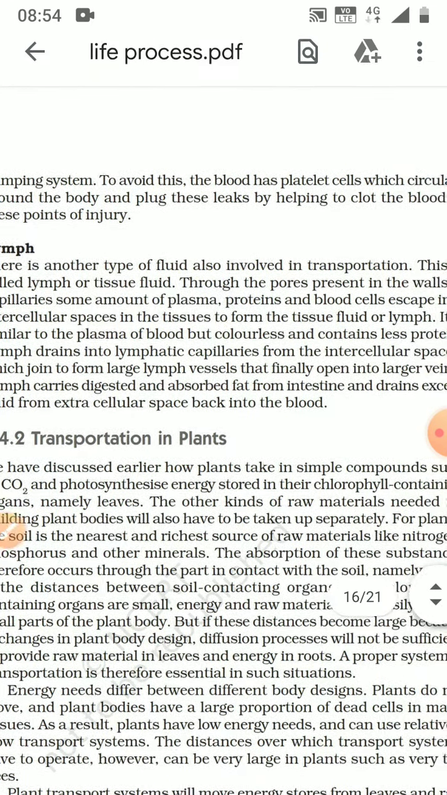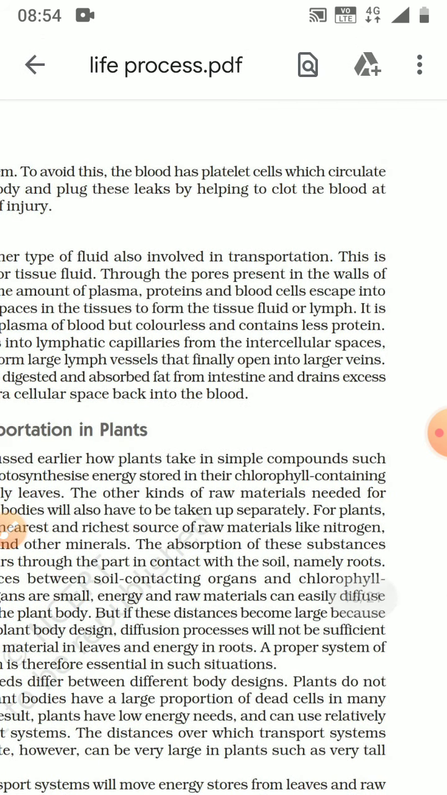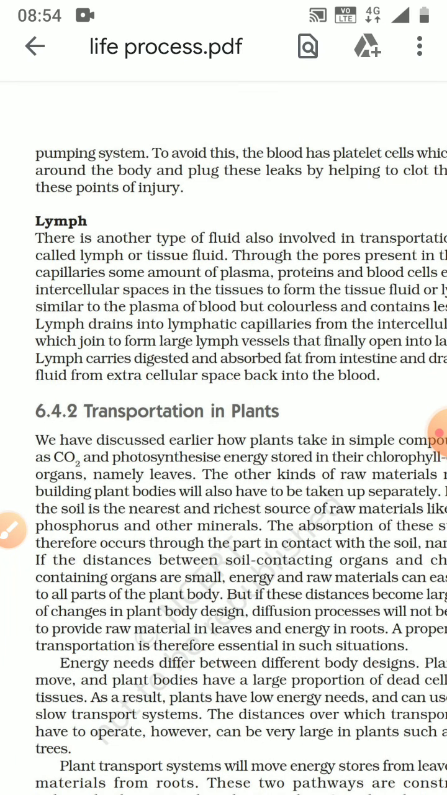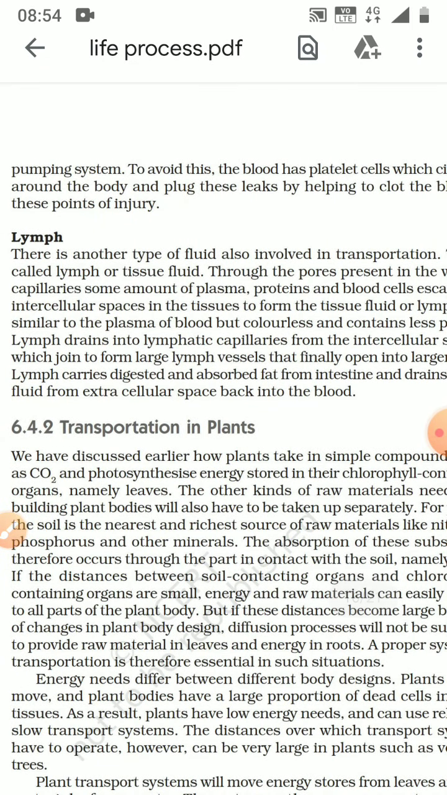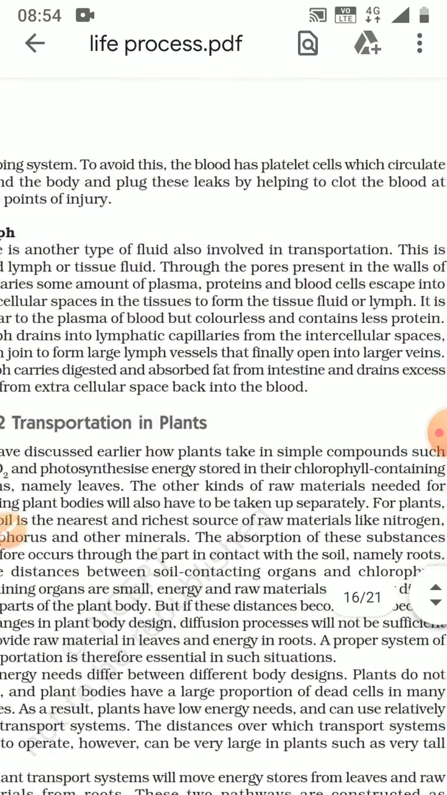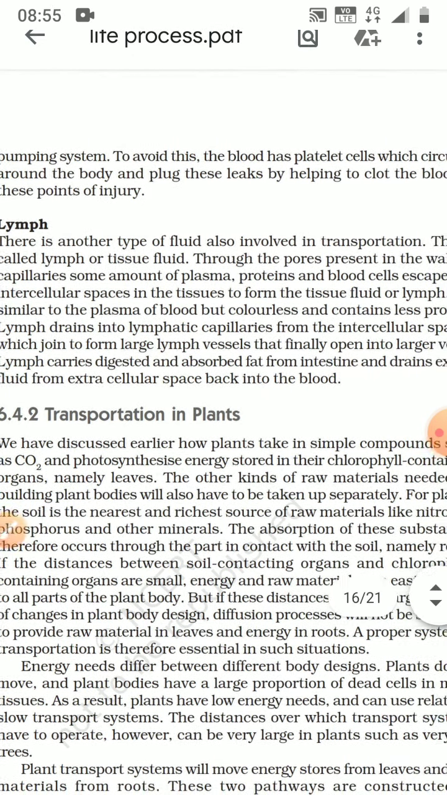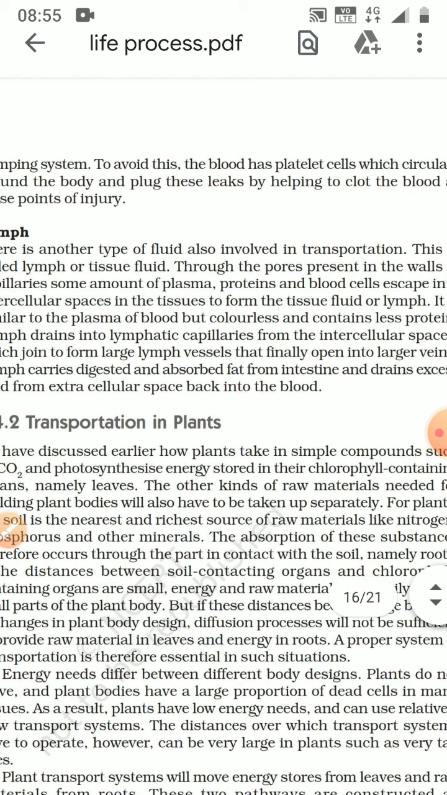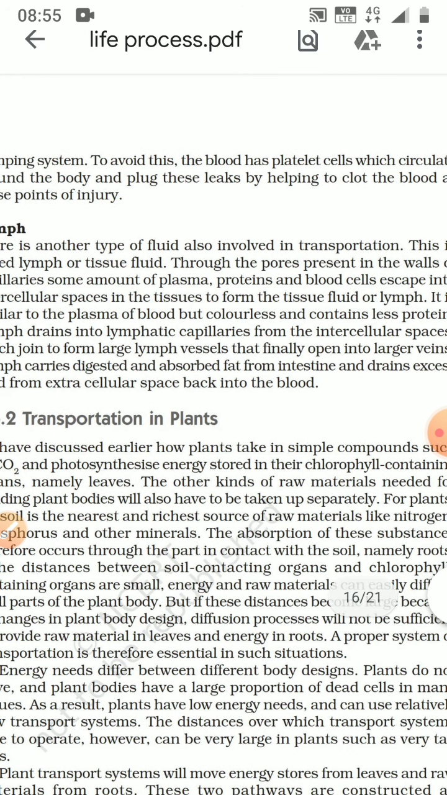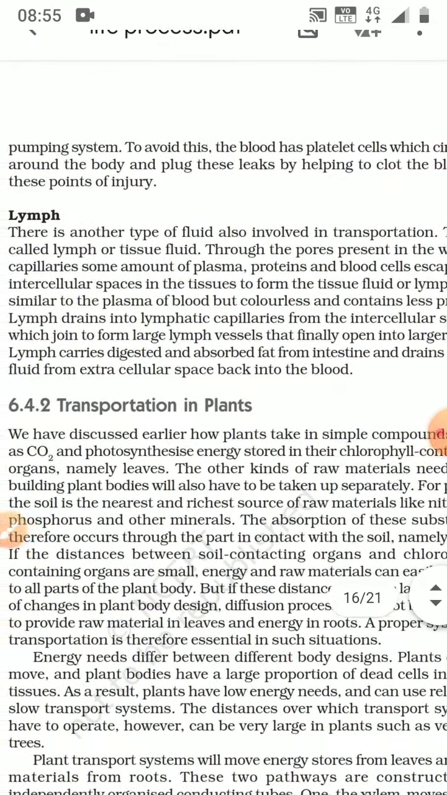So another fluid related to the blood is lymph, also known as tissue fluid. Through the pores present in the walls of the capillaries, some amount of plasma, proteins, and blood cells escape into the intercellular space in the tissue to form the tissue fluid or lymph. It is similar to the plasma of blood, but colorless and contains less protein. This is the difference: plasma has more blood pigments and protein, but lymph has very little.